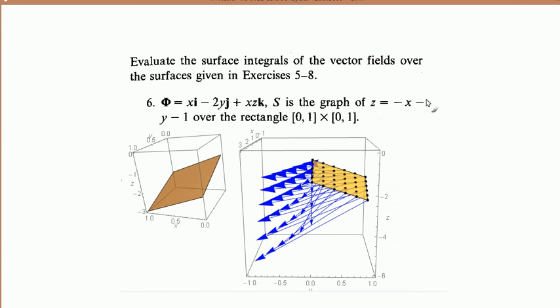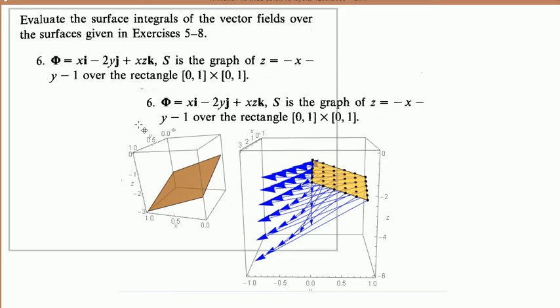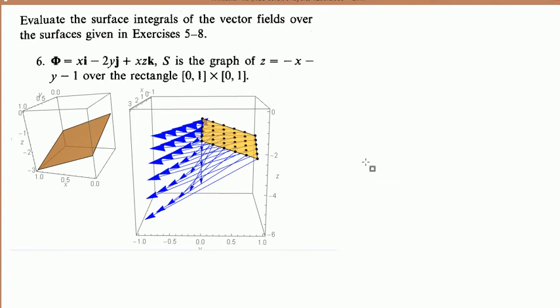Let's begin with this one. I gave you a little picture there. Evaluate the surface integral of a vector field over the surface given. That surface for number 6 is the graph z equals negative x minus y minus 1 over the rectangle [0,1] by [0,1]. That's the x and y coordinates, and it's down there. So the actual surface is this parallelogram over this rectangular region, right?